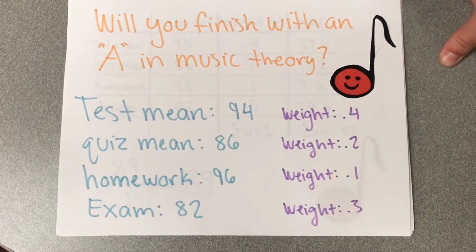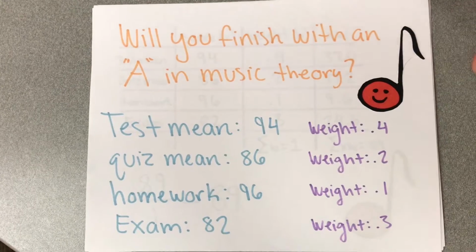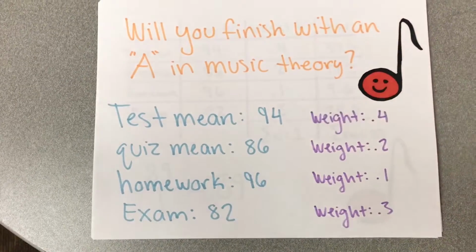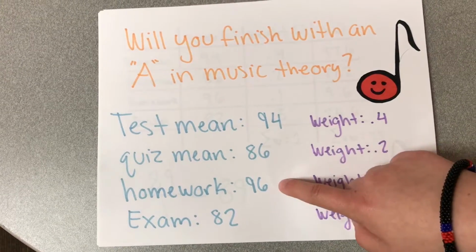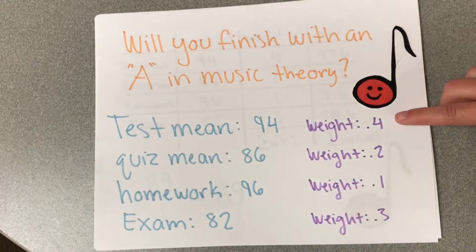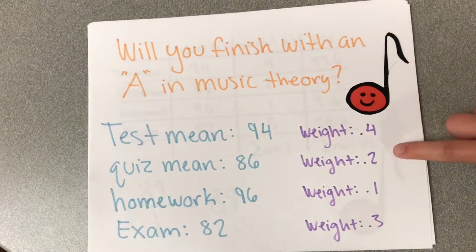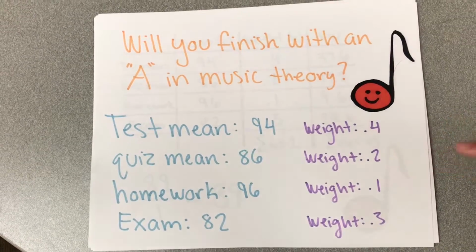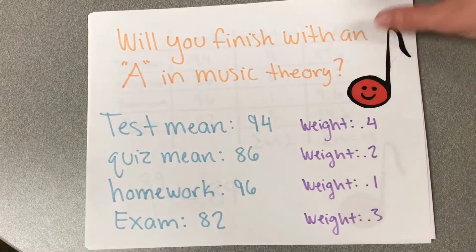Let's say you're trying to determine if you will finish with an A in music theory. You determine that the mean of all your tests is 94. The mean of all your quizzes is 86. Your homework grade is a 96, and your final exam grade is an 82. The weight of your test mean is 0.4, or 40% of your final grade. The weight of your quiz mean is 0.2, the weight of your homework grade is 0.1, and the weight of your final exam is 0.3.